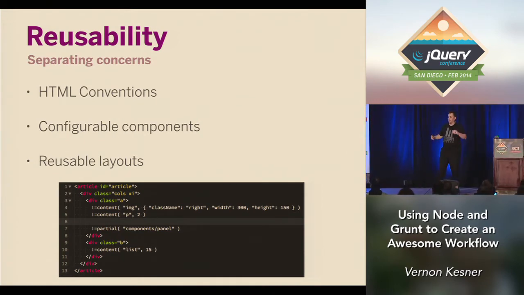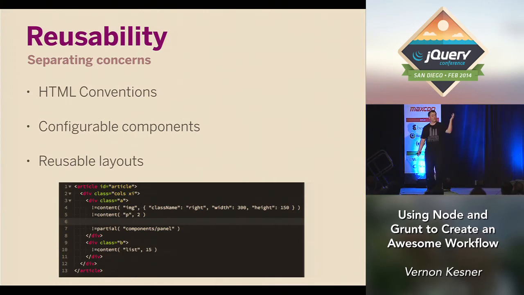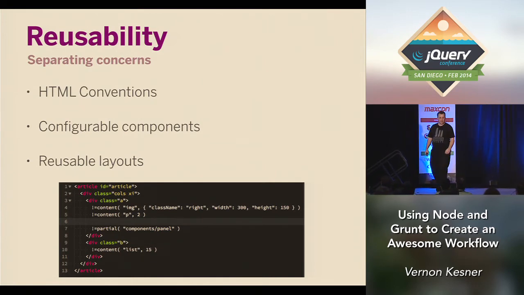Configurable components, being able to override the data at these points so that when I pull a Lego into something, I can change it into the data that I want to see. And then reusable layouts. Remember I was just saying the developer can develop a layout in no time flat? That is actually a snippet from just a simple test layout.